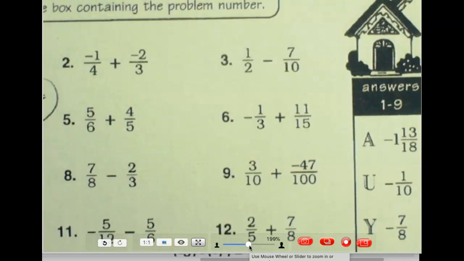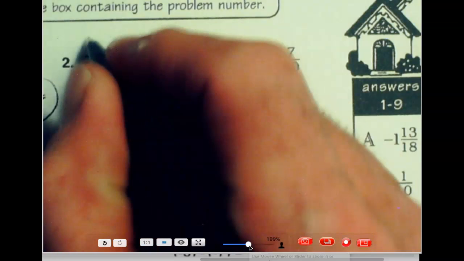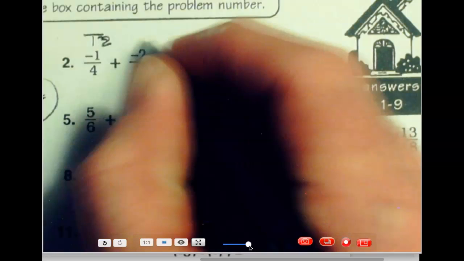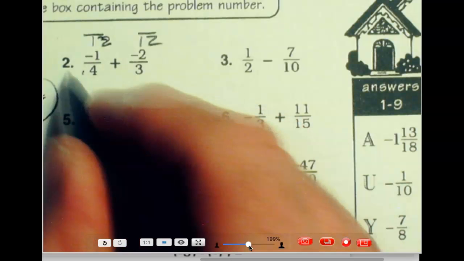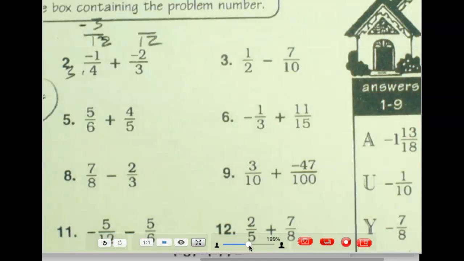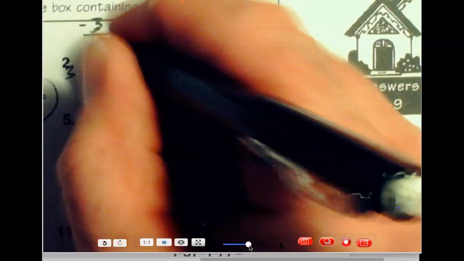Okay, that's why I wrote those first ones out. So we have to find a common denominator for 4 and 3. So I'm going to rename these as 12s. And let's see, this one here I would have to multiply times 3 to get to 12. So this is going to be a negative 3/12 because 1 times 3 will be 3. Okay, and this one here, I would have to multiply this one times 4 to get to 12, so this is going to be 8. And again, it's a negative 8.